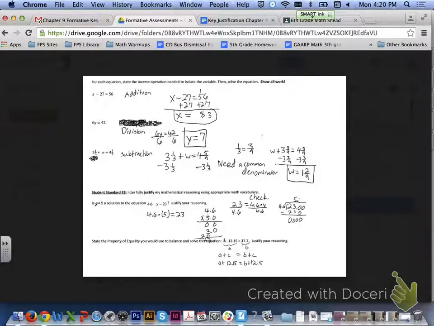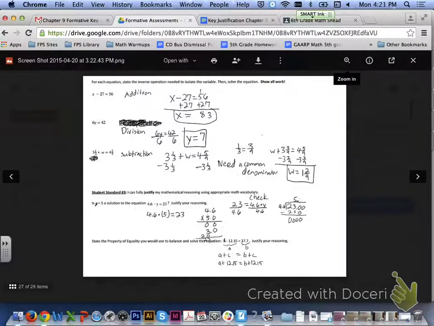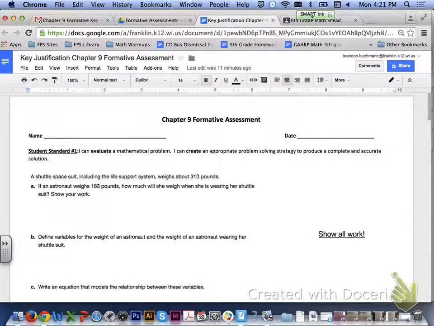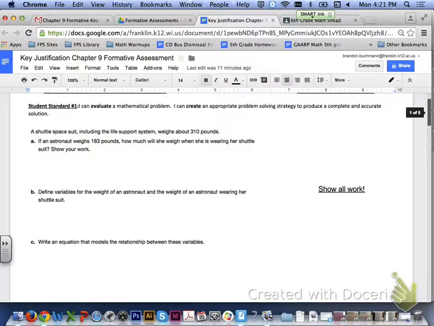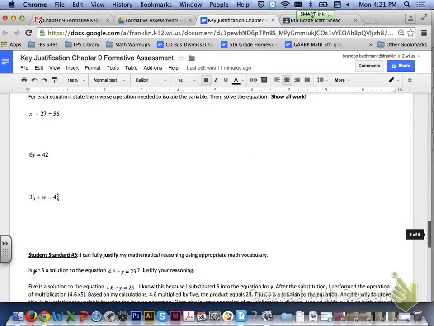And then to check it, I divide it. So 23 divided by 4 6/10 also equals 5. So two ways to check there. Now, how would I turn this into a write-up? You can take a look at my screen here as I switch.